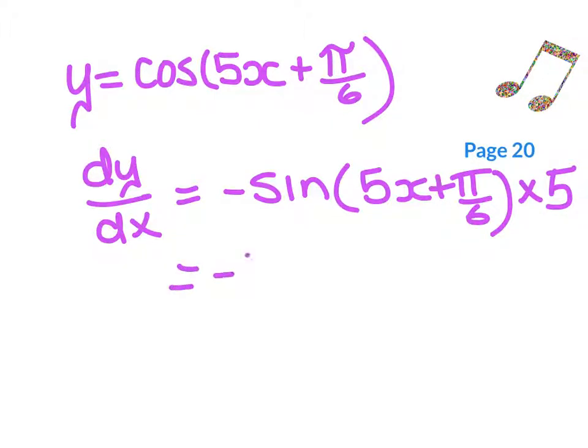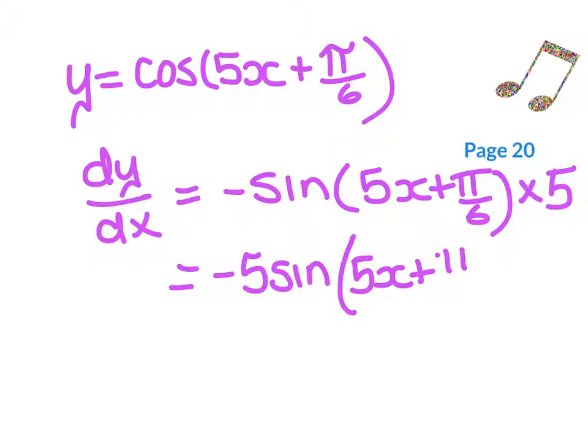Now I'm going to tidy up. It's negative 5 multiplied by the sine of 5x plus pi over 6.